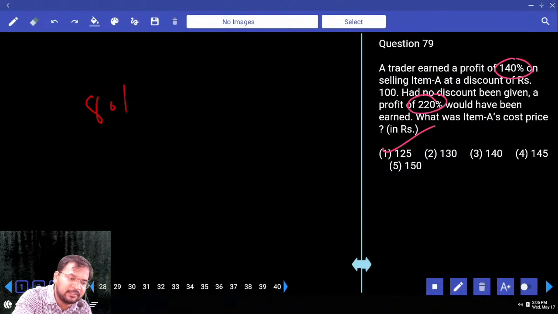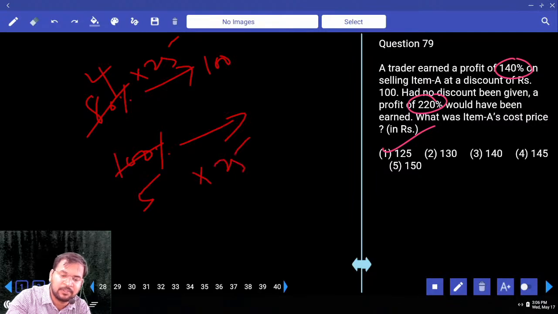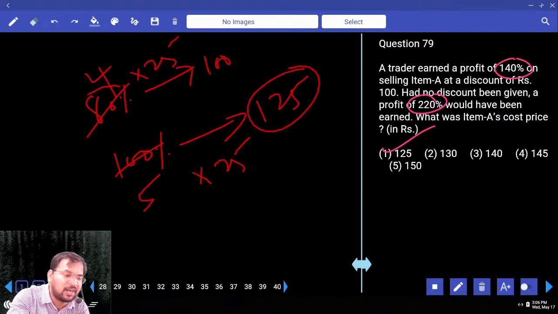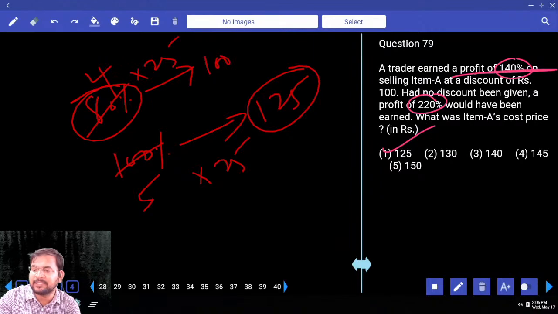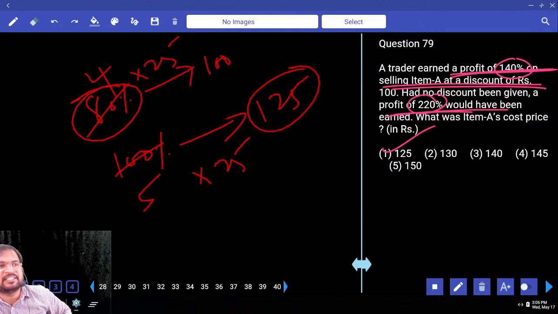80% is how much? 100. 100% is how much? 125. Someone asks why we are taking 80. 140% and 220% difference is 80% only, and that 80% is due to this 100 rupees discount only. 80% is 100, 100% is 125. 100% is CP. Are you clear?